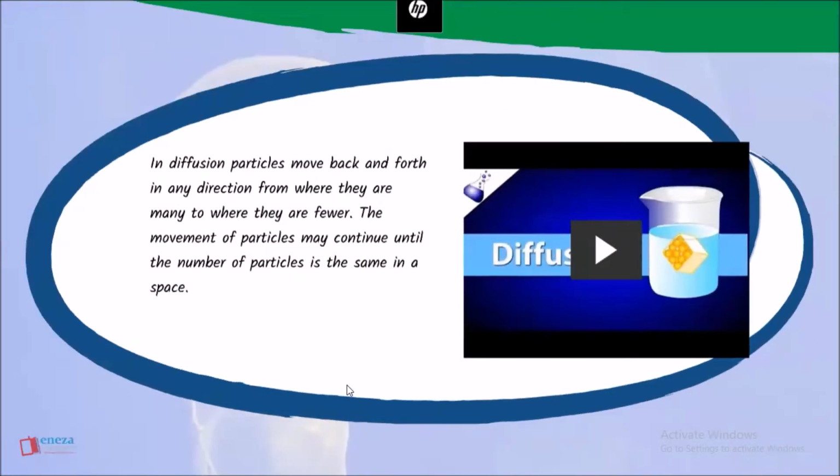In diffusion, particles move back and forth in any direction from where they are many to where they are fewer. The movement of particles may continue until the number of particles is the same in a space. So basically, what we're trying to say is diffusion involves movement of particles, and these particles move from an area of high concentration to an area of low concentration.